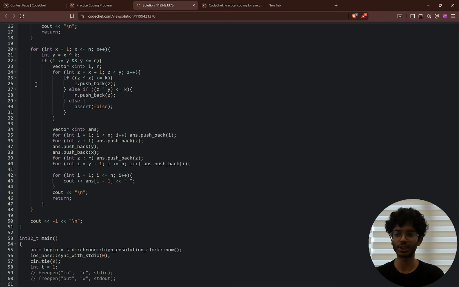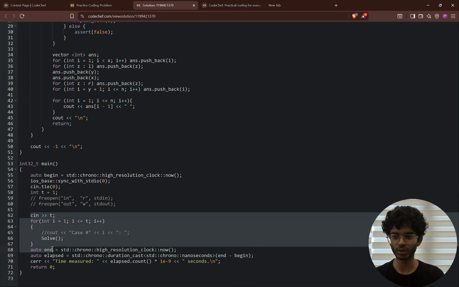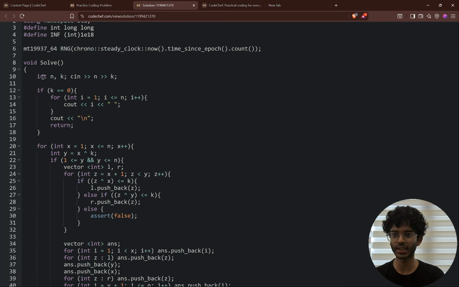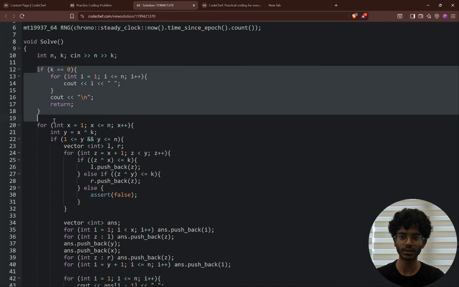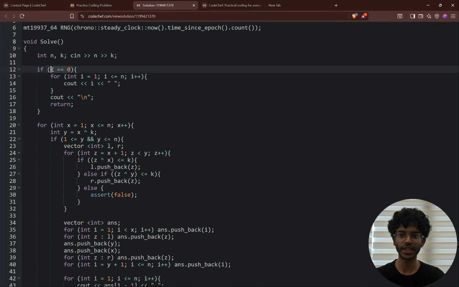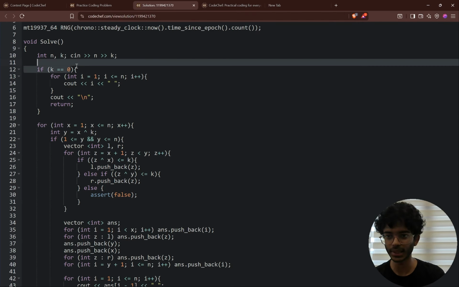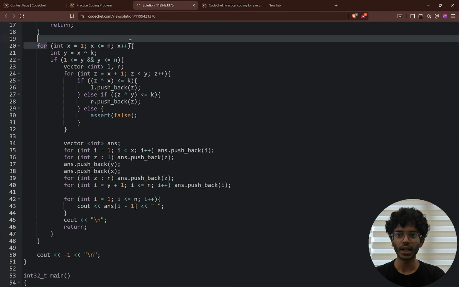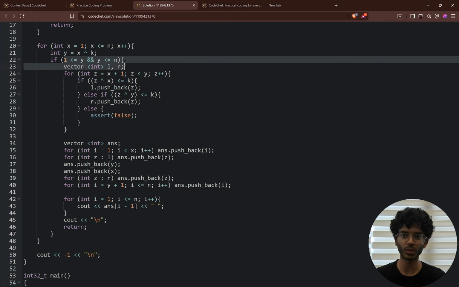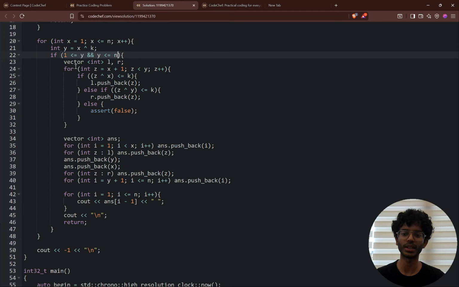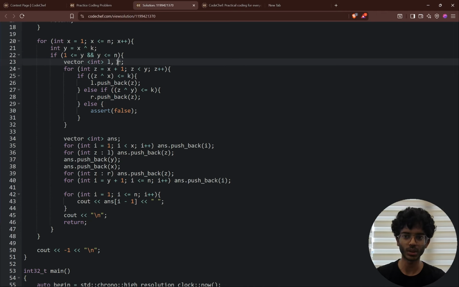So this is the solution in C++. We'll run a loop for each test case. For each test case, we'll take in the input of n and k. Now we are directly printing the permutation from 1 to n if k is equal to 0, because we know that that is one possible answer. So we are considering this edge case separately. Now we're trying to find some possible pair such that x or y is equal to k. Now if y is in between 1 and n, that means we can create a valid answer using these x and y's. Now we'll define a left vector and a right vector.